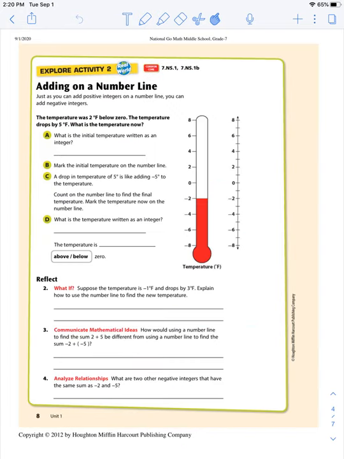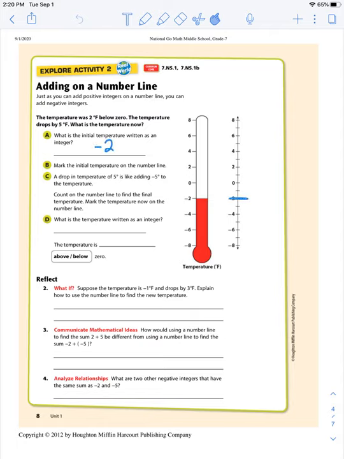All right, another way to think of this is by adding on a number line. So in this example, the temperature is 2 degrees below 0. The temperature drops by 5. Well, it started at -2. That's the initial temperature, so we're going to write -2.